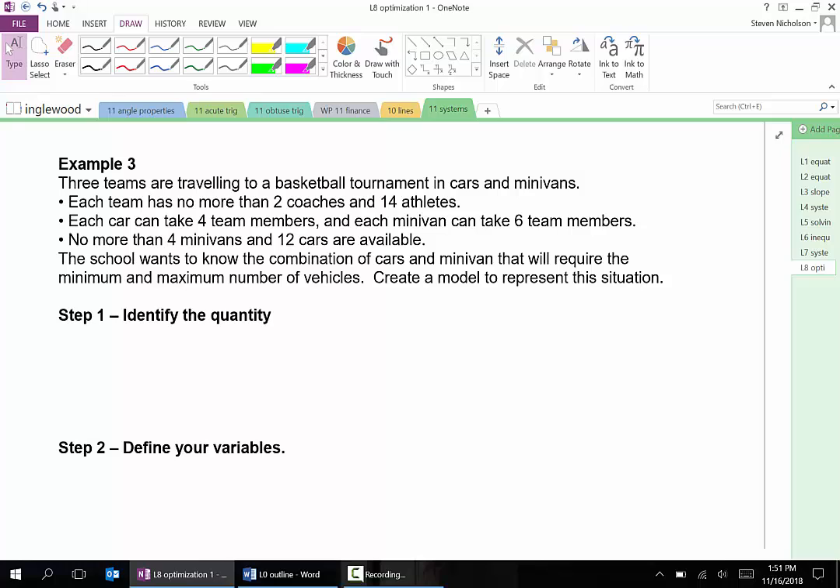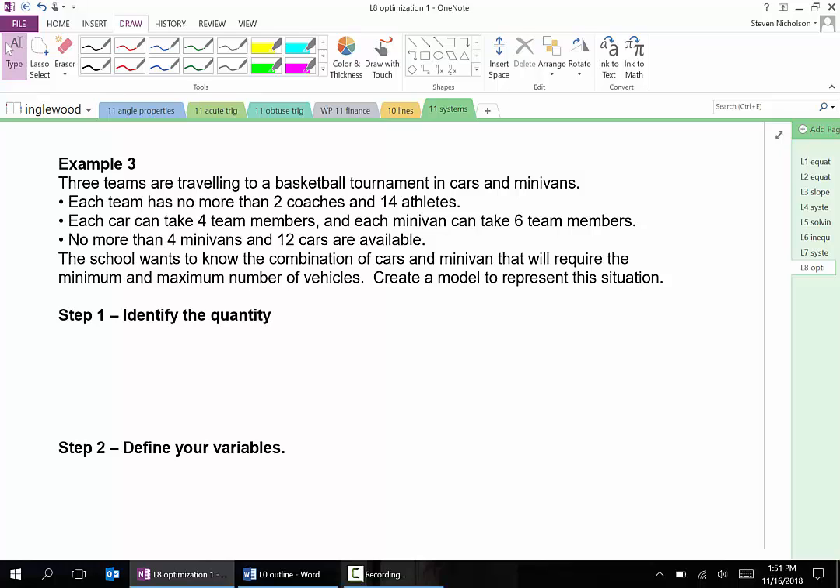No more than 4 minivans and 12 cars are available. So the school wants to know the combination of cars and minivans that will require the minimum number of vehicles, and the maximum, right? So in this one right here, I just want to introduce one thing, and it's called the objective function. We're going to build on it next day, but the objective function is really the thing you want to solve, the thing that's going to give us our answer at the end.